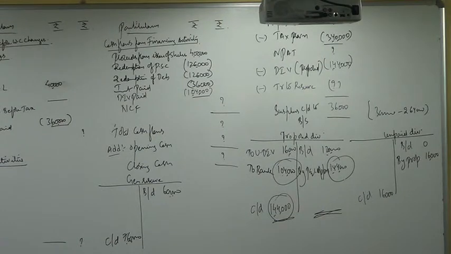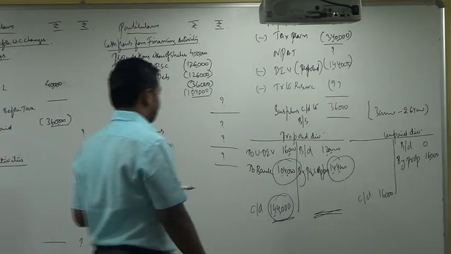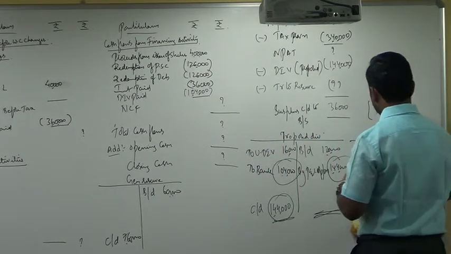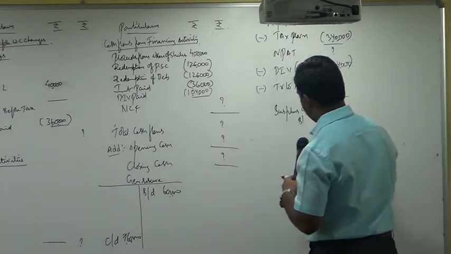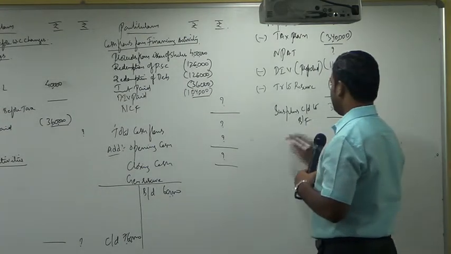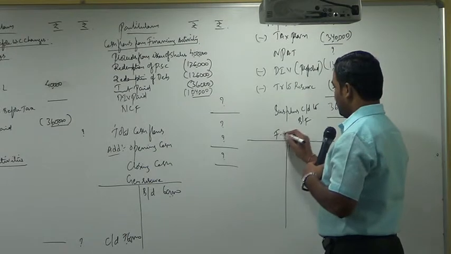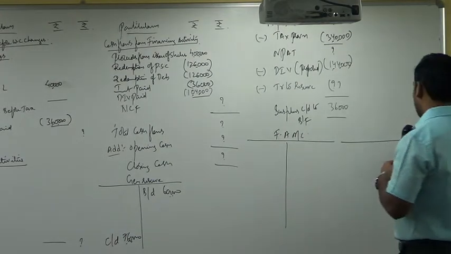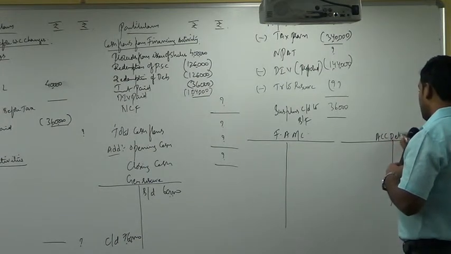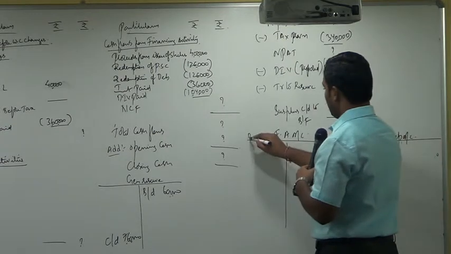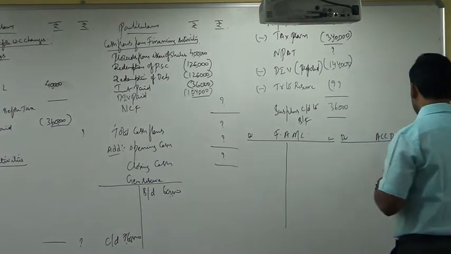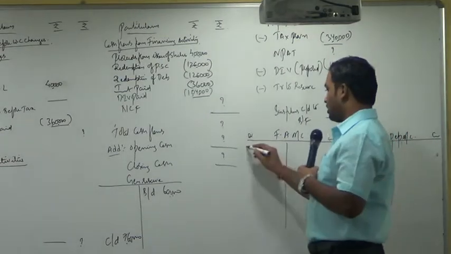Fixed assets. You have opening cost and closing cost. Opening accumulated depreciation and closing accumulated. Whenever you see such information, immediately open two accounts: fixed assets account and accumulated depreciation account. Open fixed asset account and open accumulated depreciation account. Debit, credit. Fixed asset account brought down.